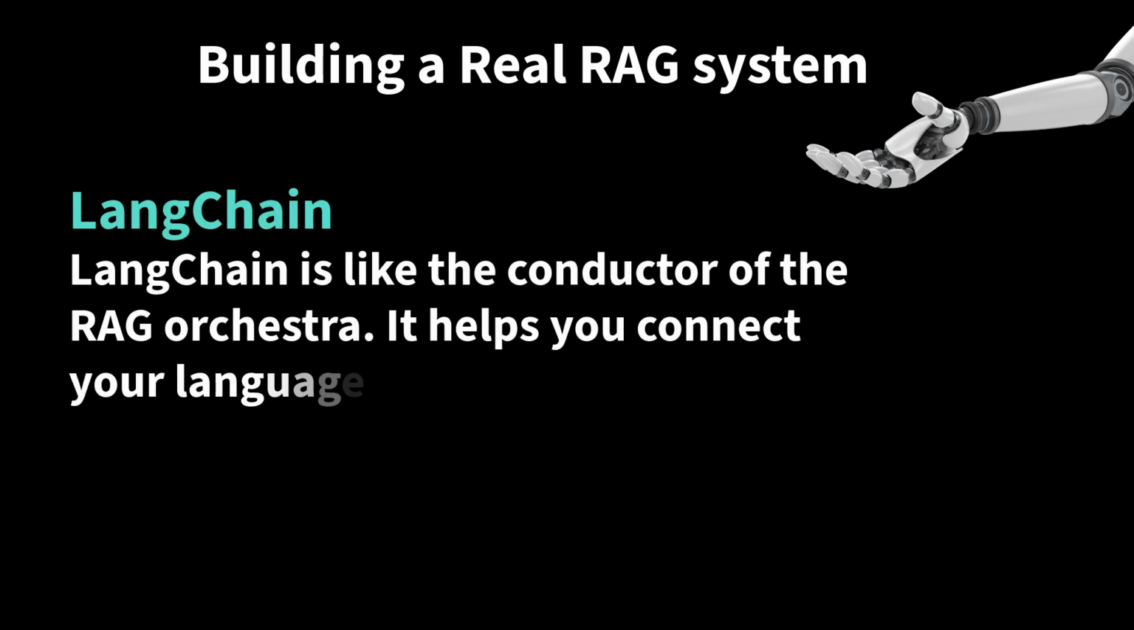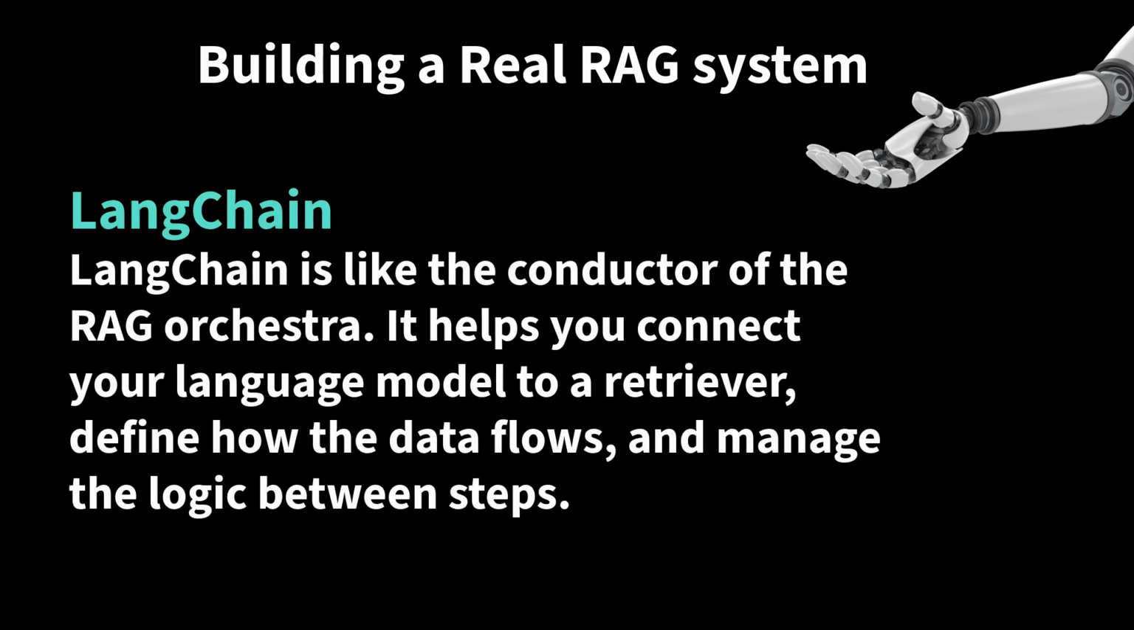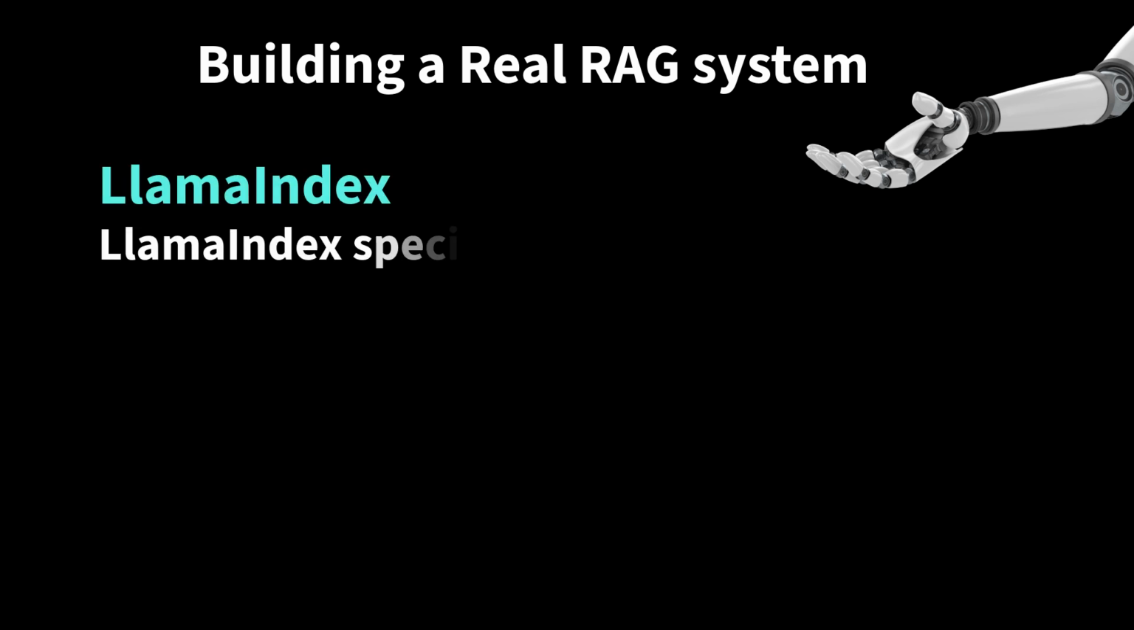The first tool that you need to install is LangChain. It is like a conductor of the RAG orchestra. It helps you connect your language model to a retriever, define how the data flows, and manage the logic between steps. If you are building a RAG application from scratch, LangChain is one of the most beginner friendly and powerful ways to do it.